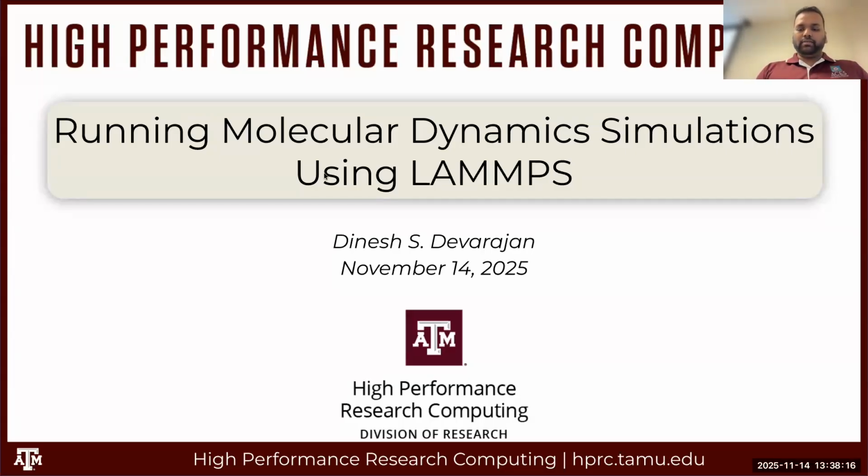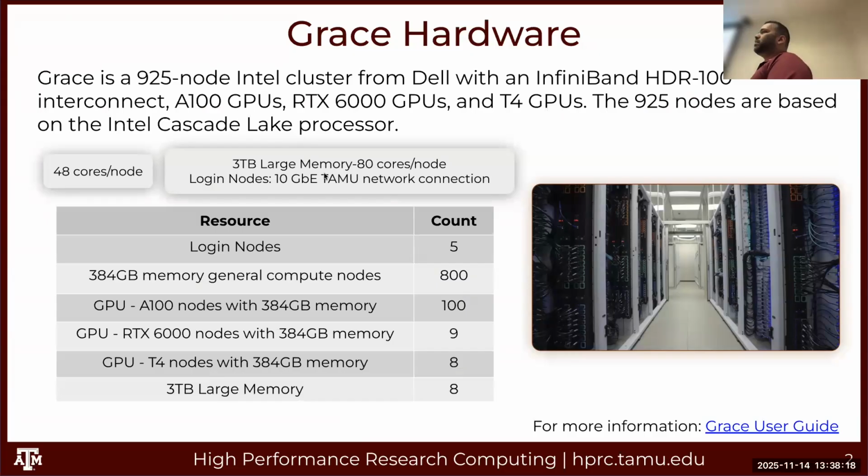And to do that, we will be using the Grace, as James was showing in the morning. Just a little bit of introduction. Grace is a 925 node Intel cluster from Dell with InfiniBand HDR100. And it has a number of CPUs and GPUs as listed here: A100 GPUs, RTX, and T4. There are 48 cores per node, and the table below shows how many A100 nodes and RTX 6000 nodes are available within Grace, for example.